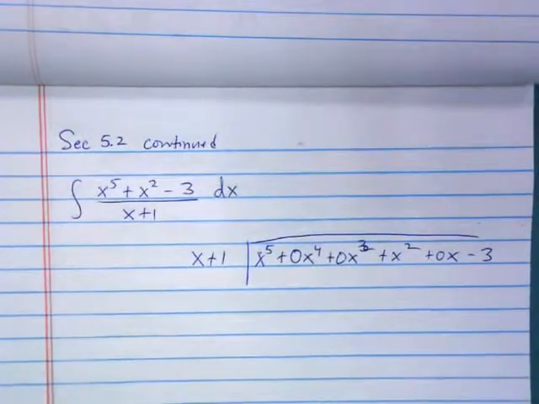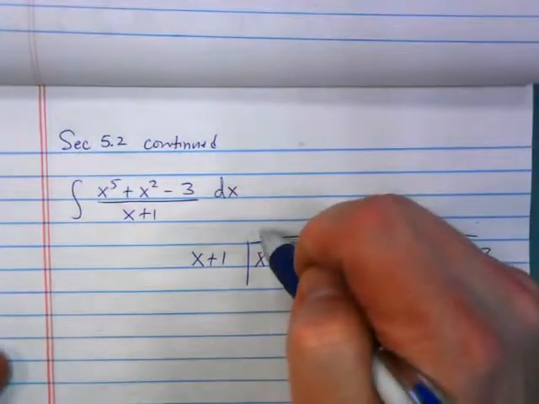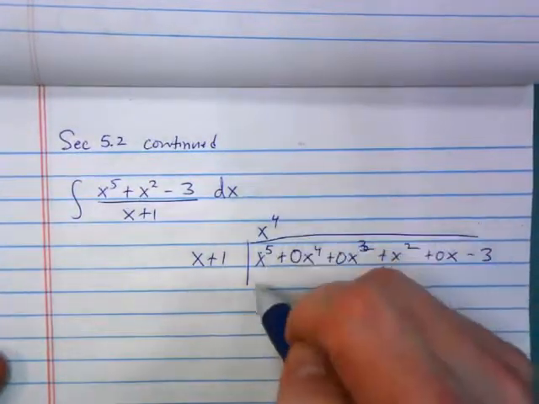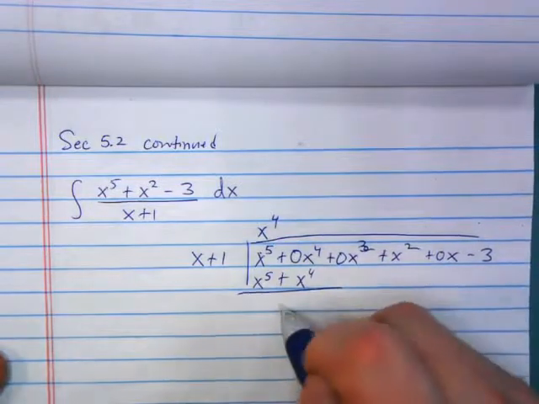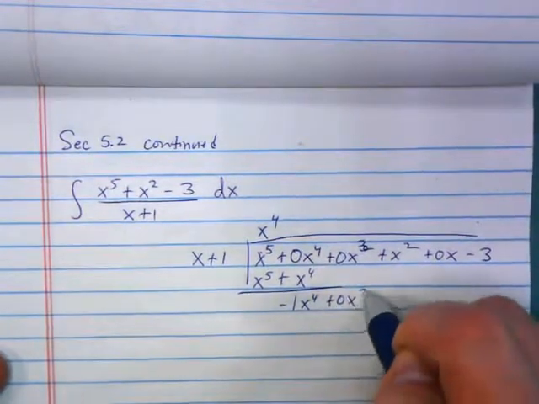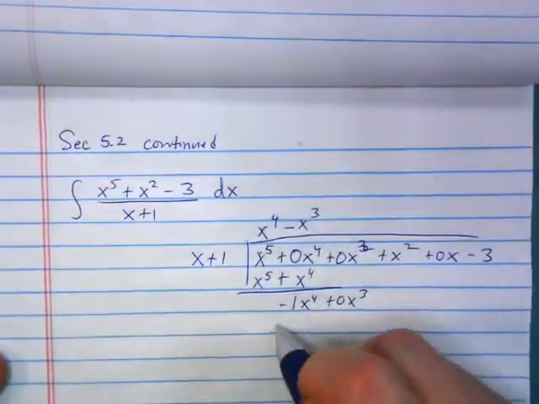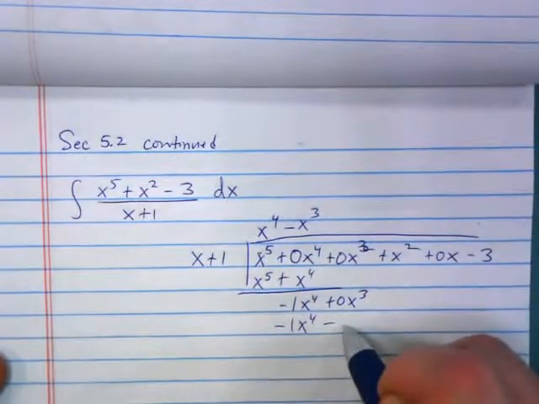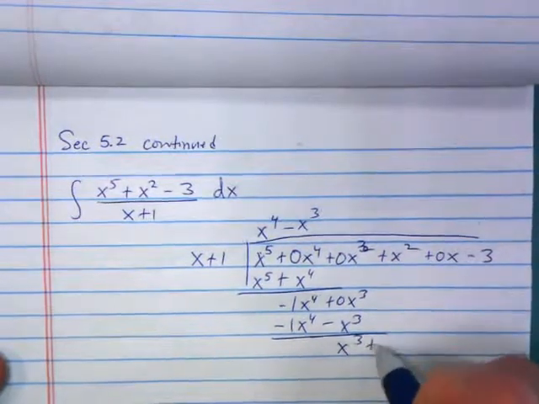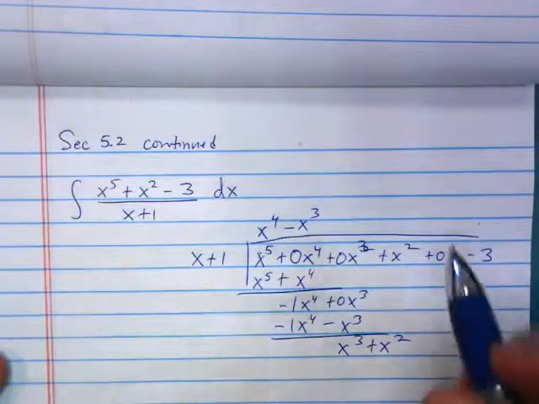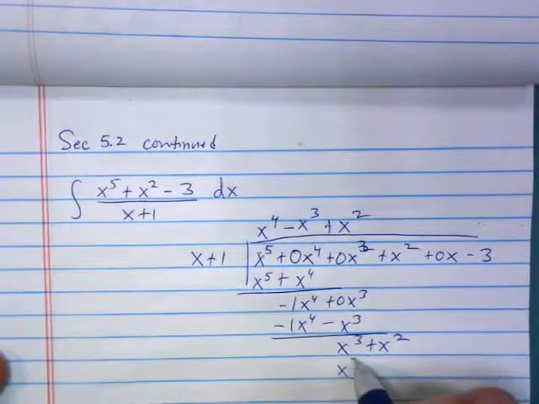x plus 1. All right, so this problem is 90% algebra, because most of the work is going to be to do this division. That's x to the fourth. So you have x to the fifth plus x to the fourth. And you subtract, you get negative 1 x to the fourth plus 0x cubed. Then I need a negative x cubed. Negative 1 x to the fourth minus x cubed. Subtract, I get a positive x cubed plus x squared. And then I have a plus x squared. So that's going to give me x cubed plus x squared.